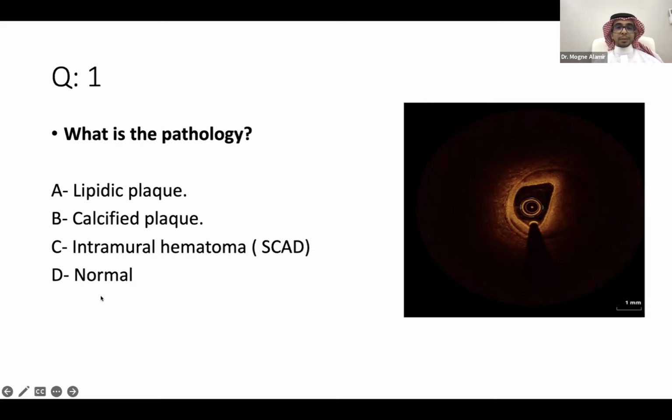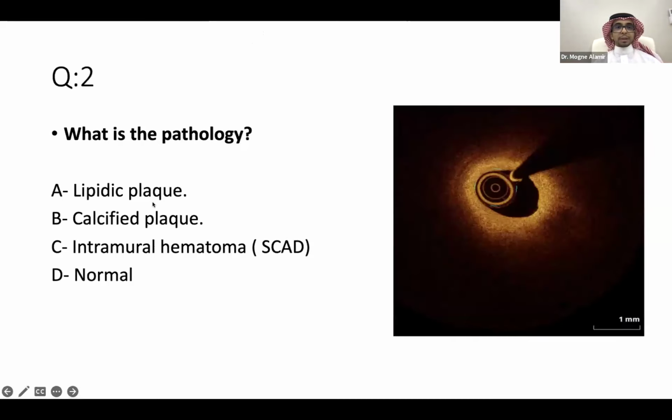Okay, so we'll go for the next question. Can you show the question, please? So here, what's the pathology most likely? I mean, you have only one cross section.